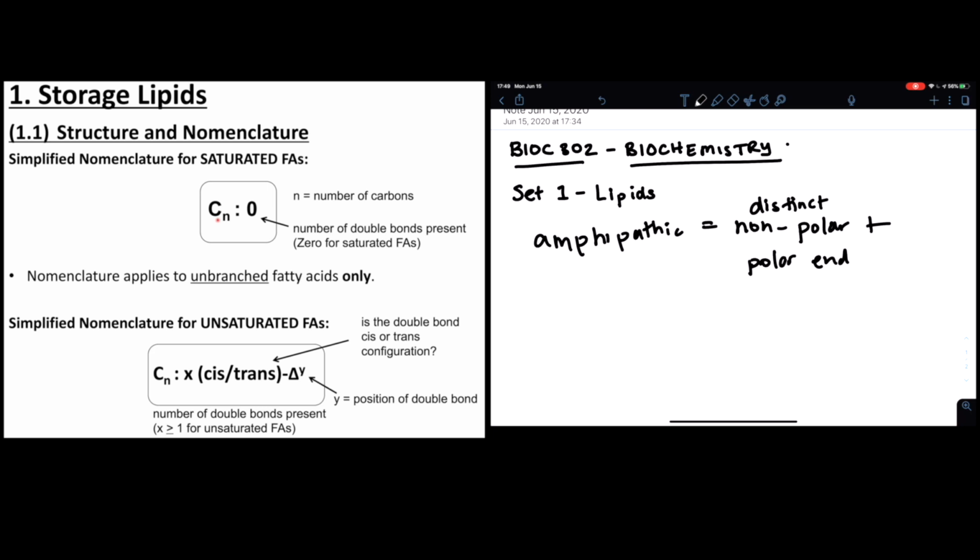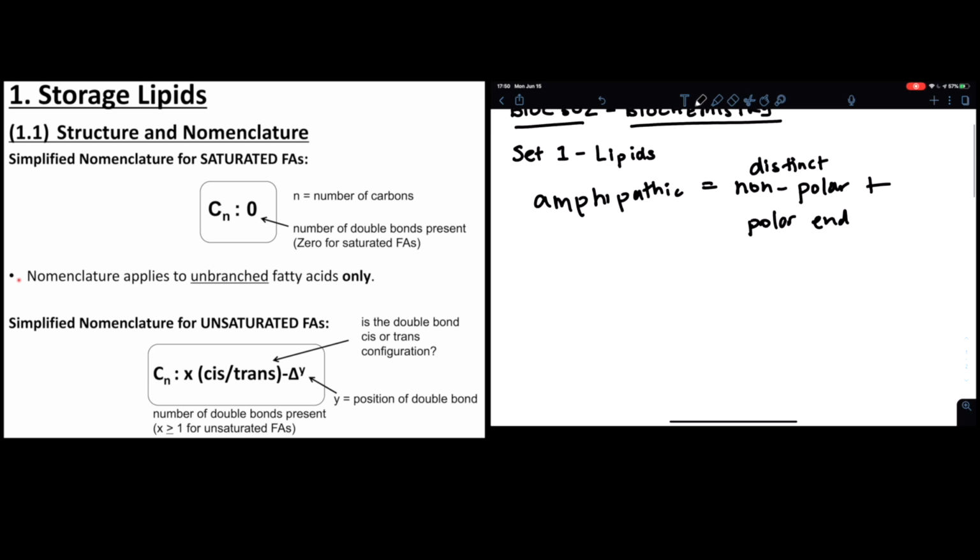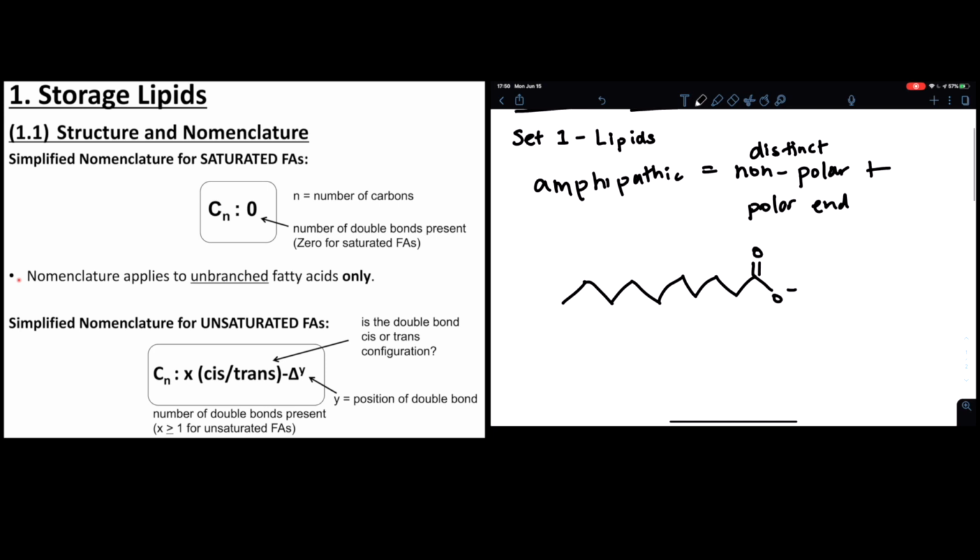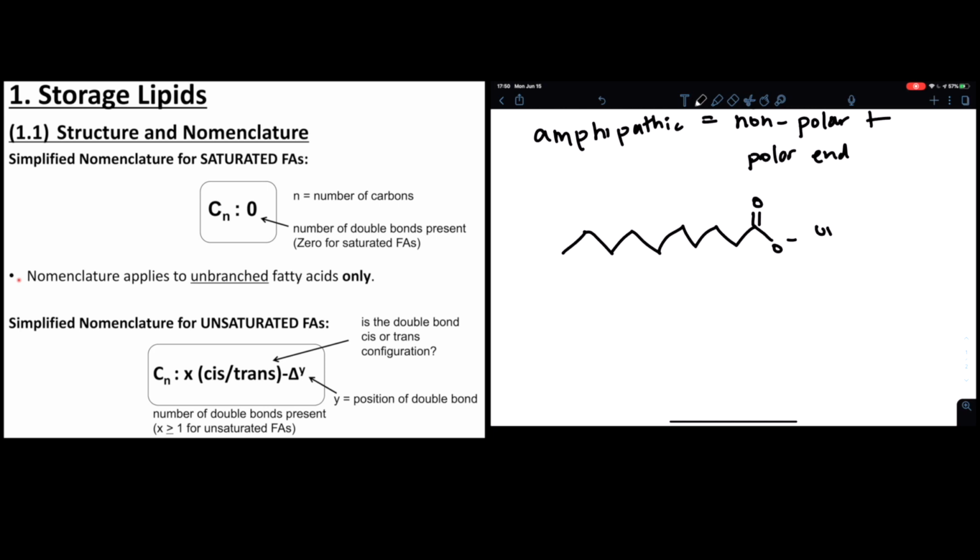Saturated fatty acids have a common nomenclature, which I want you to know, which is C sub N colon 0. This part of the formula tells you the number of carbons in the structure, and this number over here represents the number of double bonds, which of course is going to be 0 for saturated fatty acids. And note that this nomenclature only applies to unbranched fatty acids, okay? So when we're talking about unbranched fatty acids, we're talking about something like this, with no branches. So this is unbranched.